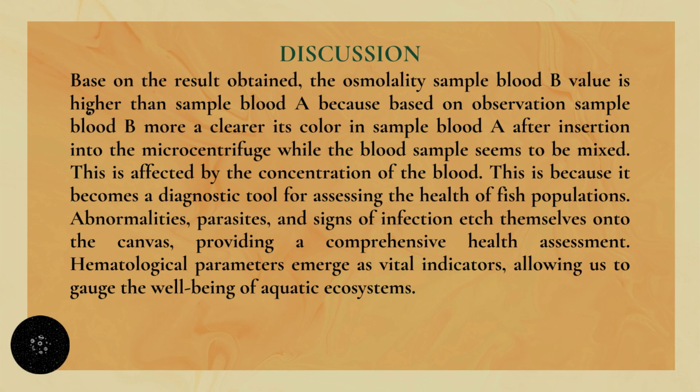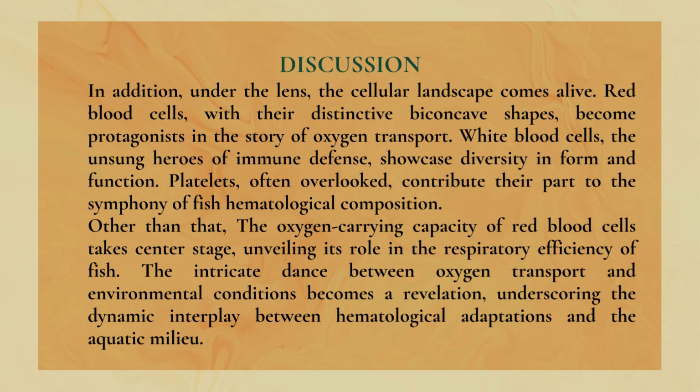Hematological parameters emerge as vital indicators, allowing us to gauge the well-being of the aquatic ecosystem. In addition, under the lens, the cellular landscape comes alive. Red blood cells, with their distinctive biconcave shapes, become protagonists in the story of oxygen transport. White blood cells, the unsung heroes of immune defense, showcase diversity in form and function. Platelets, often overlooked, contribute their part to the symphony of fish hematological composition.